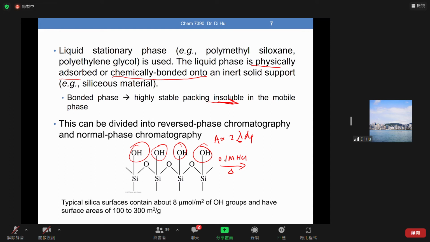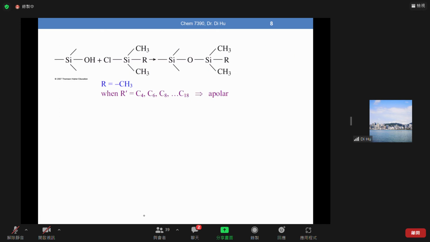Normally, to generate the chemically bonded stationary phase, we have a reaction of the silanol group with those organochlorosilanes. So how does that react? A typical silica surface includes about 8 mmol per square meter of hydroxyl group. And we can see this reaction going on. This silanol group reacts with this organochlorosilane. And here's a methyl group, methyl group.